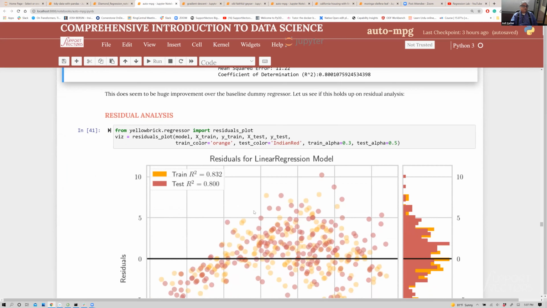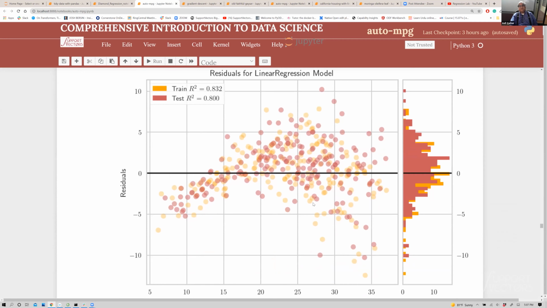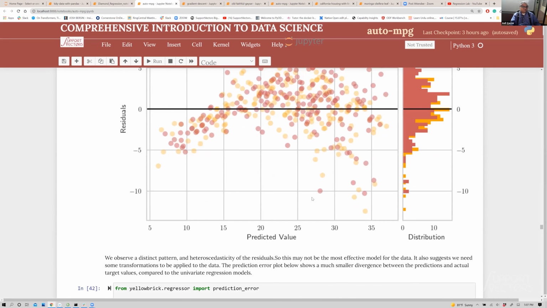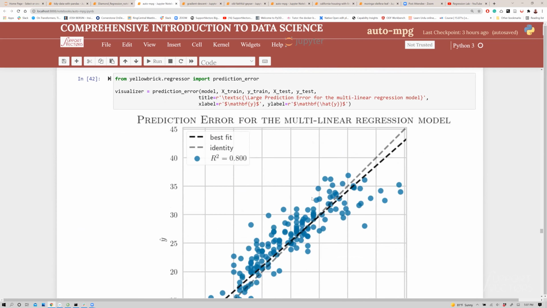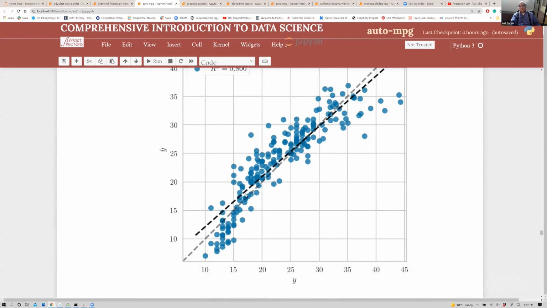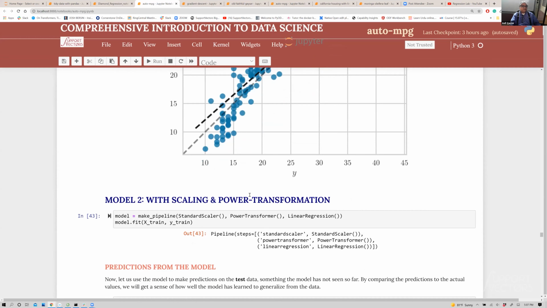But when we look at the residuals, of course, what do we notice? We notice there's a pattern, there's heteroscedasticity. We move forward. Again, we notice that there is a gap, not so much between prediction and actual, but there is still a pattern. So let's take model 2.